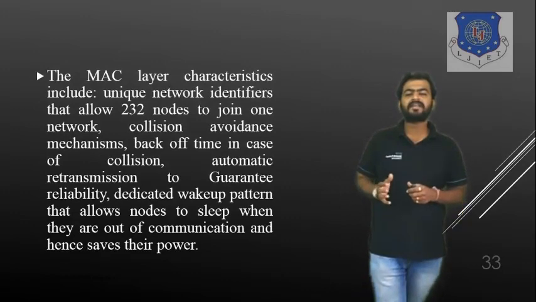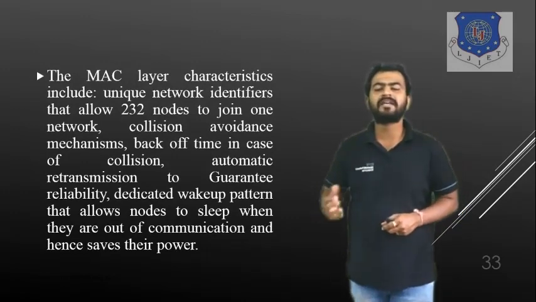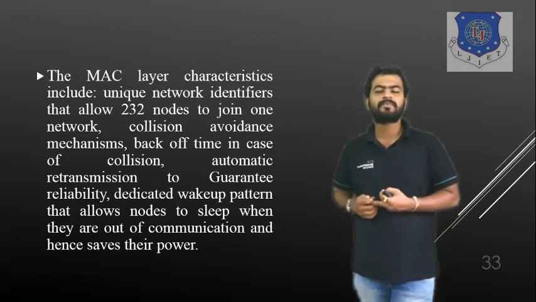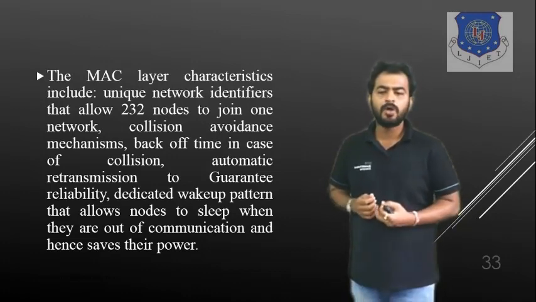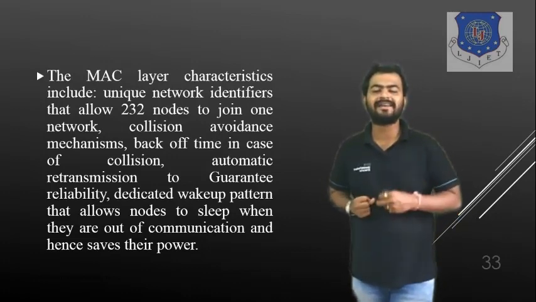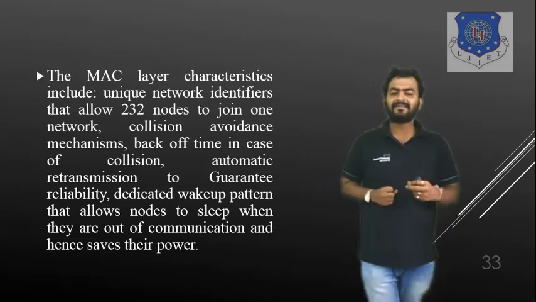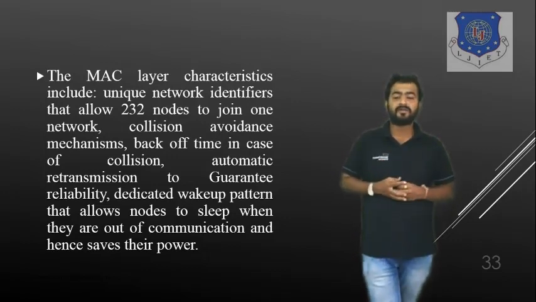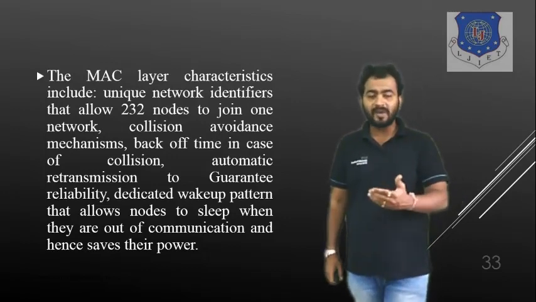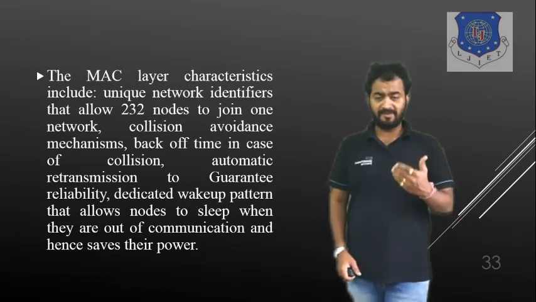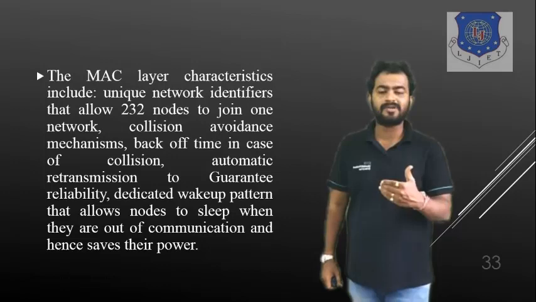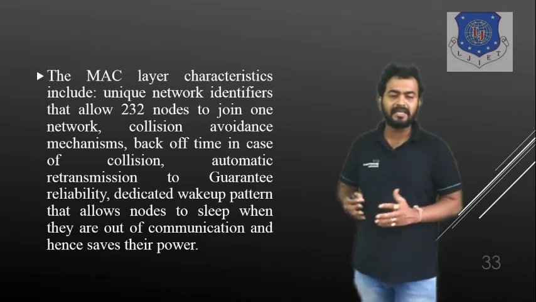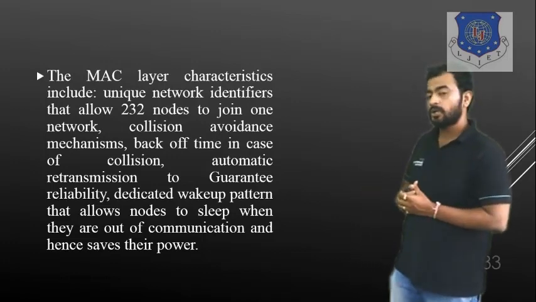The MAC layer characteristics include a unique network identifier that allows 232 nodes to join one network, a collision avoidance mechanism, backoff time in the case of collision, automatic retransmission to guarantee reliability, and a dedicated backup pattern that allows nodes to sleep when there is no communication and save power. So these are a few features that you can see in G.9959, which it adds to the IoT architecture or IoT communication protocols to increase system reliability, reduce power consumption, and also solve the cost issue.